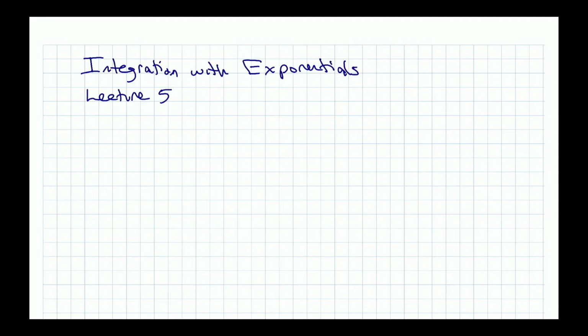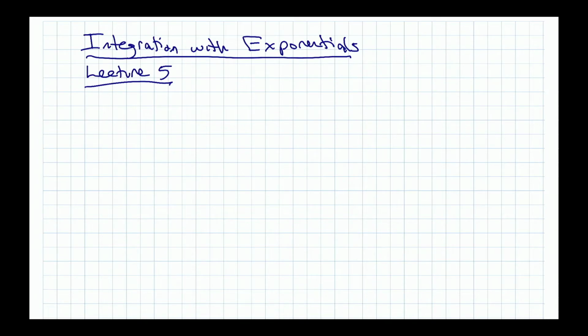All right, guys. So what we're going to be looking at today is integration with exponential functions. And this is lecture 5 here. So this is a nice, easy topic, so you'll be happy about that. We've got some difficult ones coming up pretty soon, but this one is not difficult, right?